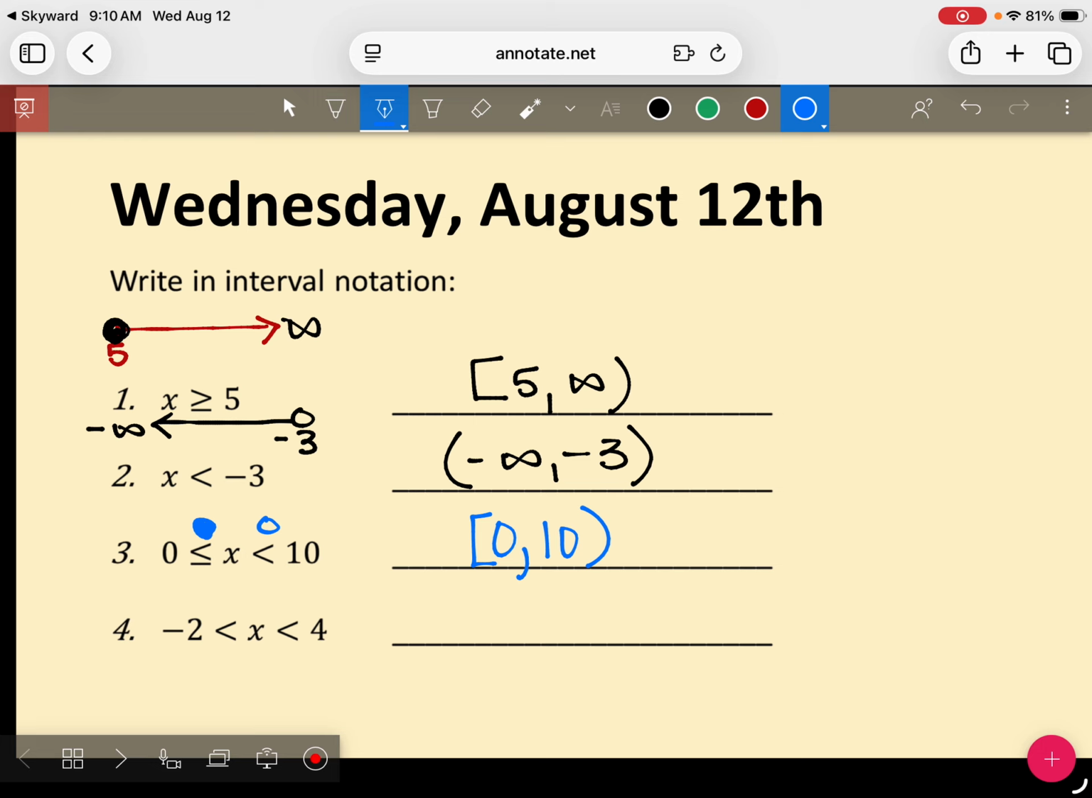And then lastly, we have any number between -2 and +4. Both sides are not equal, so both sides would get an open circle. So that means I would write that -2 to 4, and both sides will get a parenthesis.